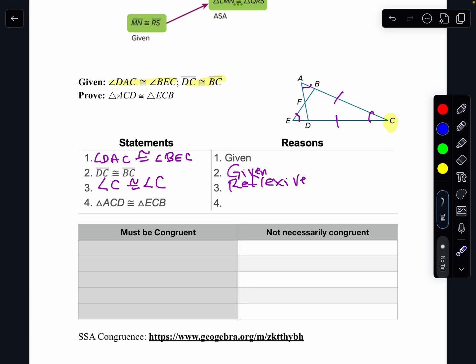Now, if I notice there, I've got angle, side for triangle ACD, and I've got angle, side for my other triangle. So triangle ACD is congruent to triangle ECB by angle, side, angle.